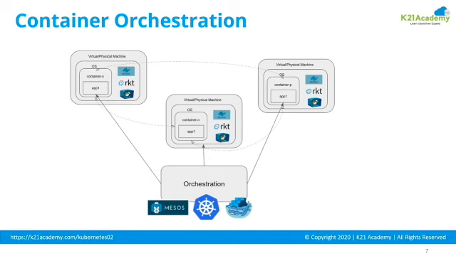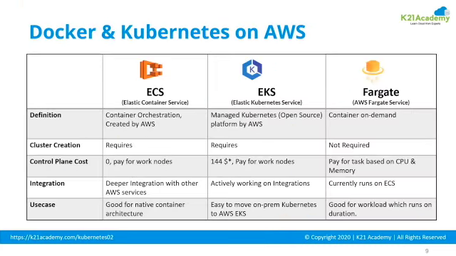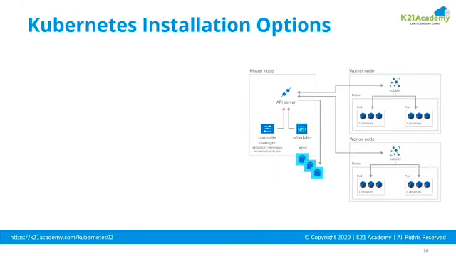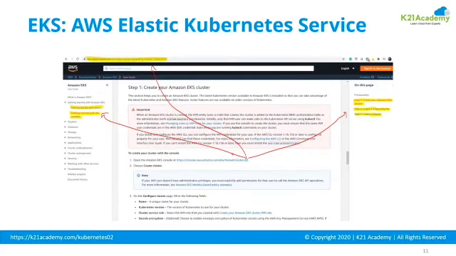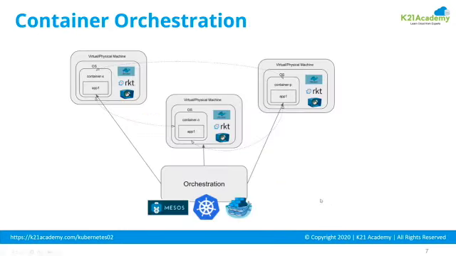First, let's quickly have a look at container orchestration, Docker and Kubernetes options on AWS, and the installation options and which one we are going to look at in today's episode. So Kubernetes is a container orchestration and management tool. What you see, these three nodes, like that you can have multiple nodes or hosts on which you're running multiple containers, and these multiple containers are where your microservices or applications are running.